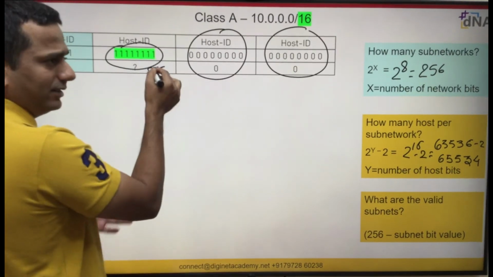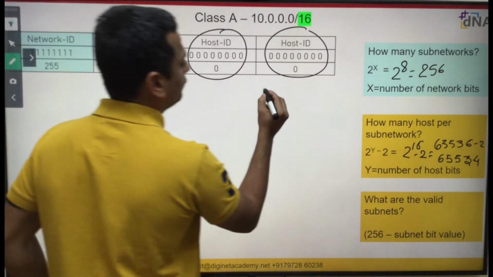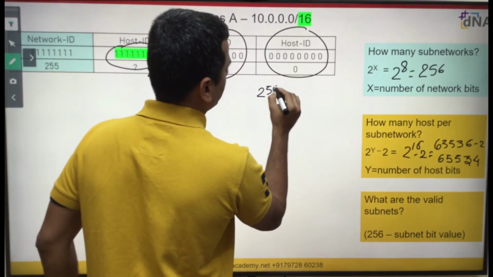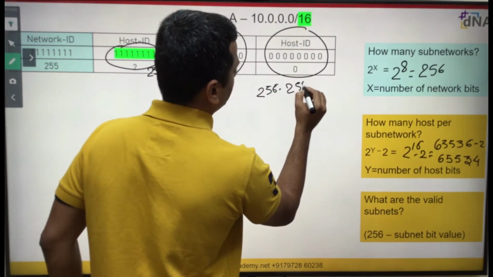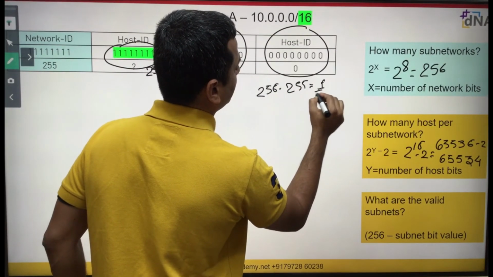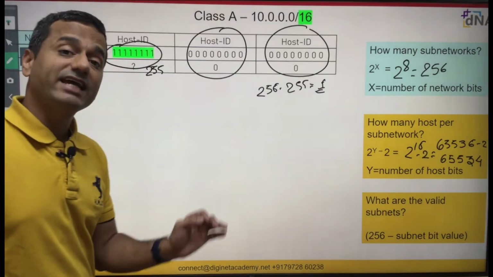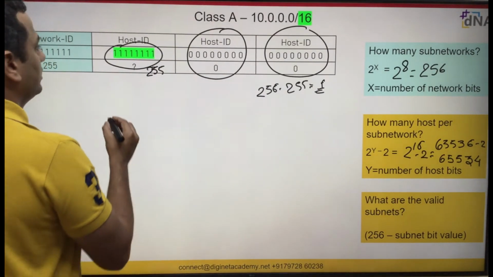So 255, right? What is in the second octet? 255. So 256 minus 255. So there is an increment of 1 in which octet? In the second octet. So let's do it.